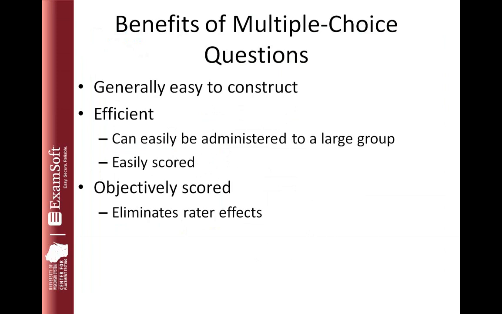Multiple choice questions are also objectively scored, which eliminates rater effects. So if I give a multiple choice test and my colleague gives the same multiple choice test to a different group of test takers, the grading is very objective. Either the answer is right or wrong, and it's not going to matter which one of us gave the test. And ultimately, all 3 of these things means that exams based on multiple choice questions often are going to result in reliable tests. This is not always the case, but it's going to be a good step in the right direction for having a reliable test.